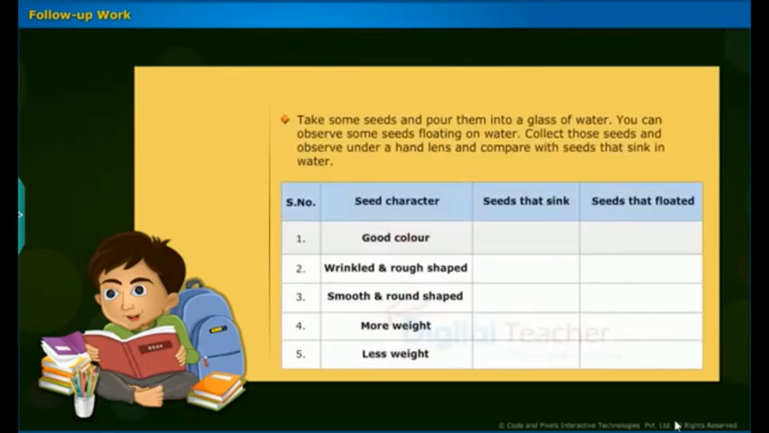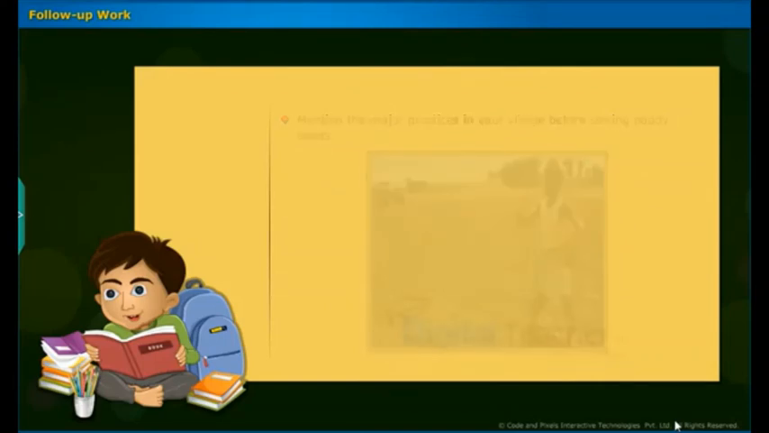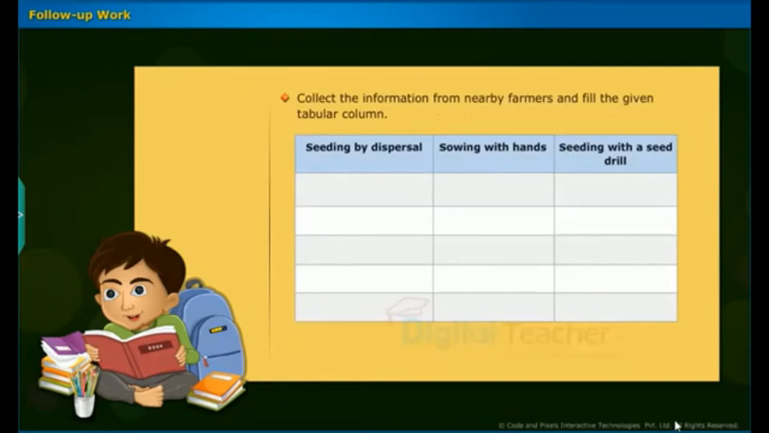Take some seeds and pour them into a glass of water. You can observe some seeds floating on water. Collect those seeds and observe under a hand lens and compare with seeds that sink in water. Mention the major practices in your village before sowing paddy seeds. Collect the information from nearby farmers and fill the given tabular column.